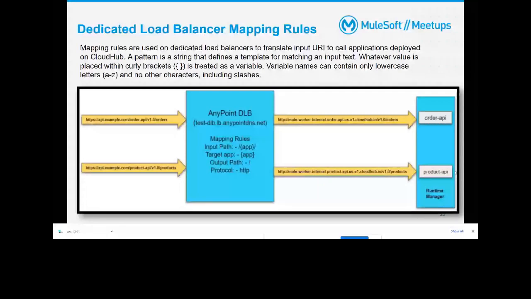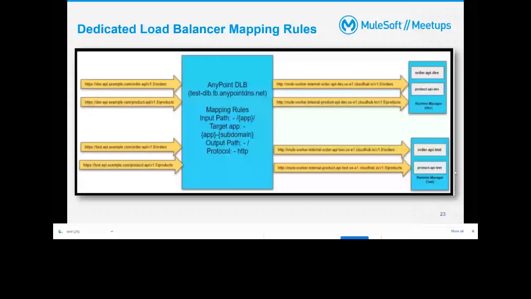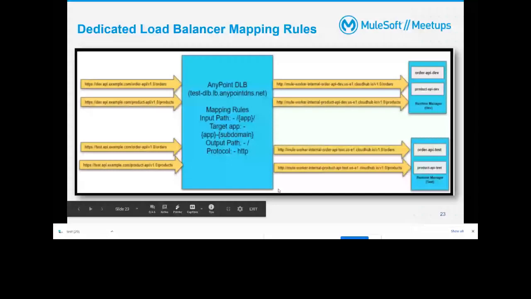Let's go to the complex mapping rule. So now my dedicated load balancer has been mapped. My VPC has been mapped with the 2 environments, dev and test. So the dedicated load balancer may have to route the request to the dev environment or the test environment. What you can do is generally create 2 DNS registries. You can map multiple DNS names to one dedicated load balancer. One is for dev.api.example.com and one is for test.api.example.com.